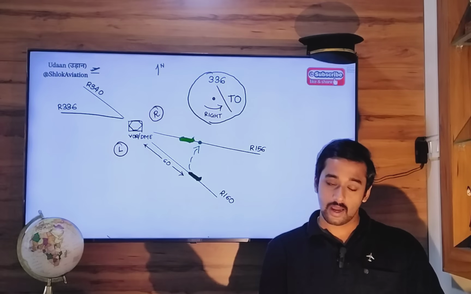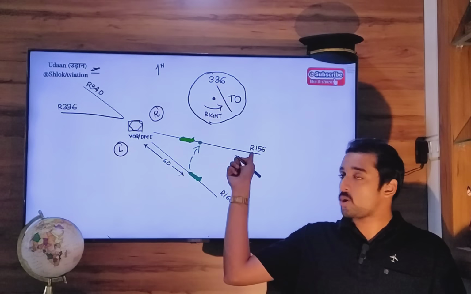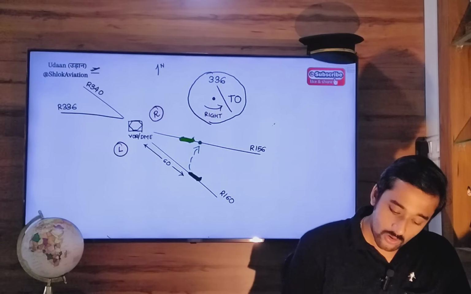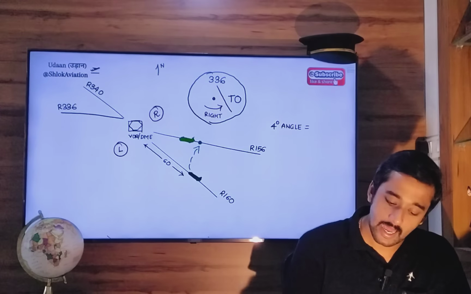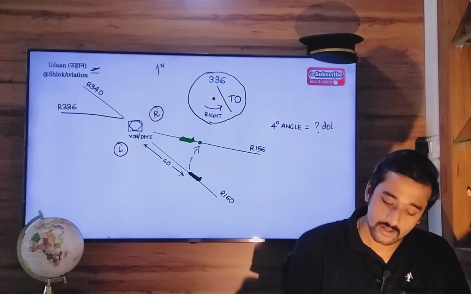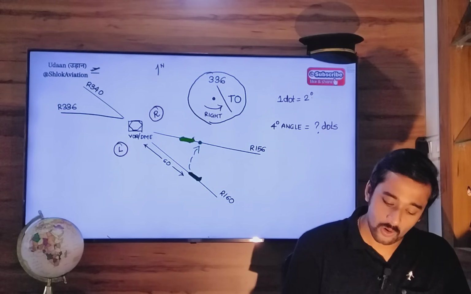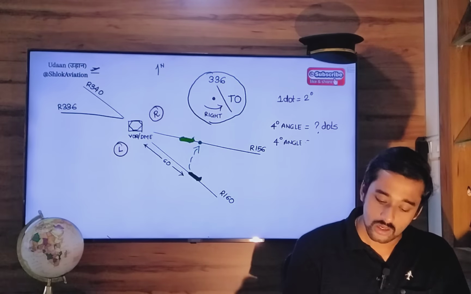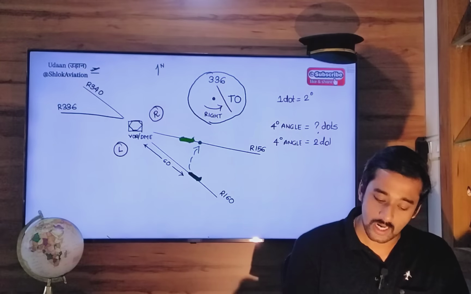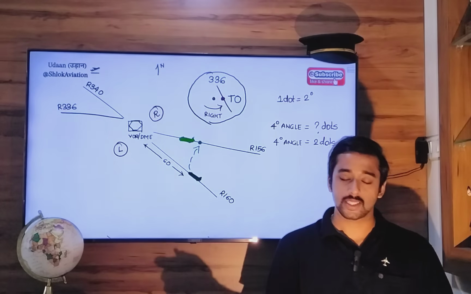Okay. And by how many dots right hand side? The difference between 160 and 156 is 4 degrees. A 4 degree angle equals how many dots? 1 dot equals 2 degrees. So a 4 degree angle will be equal to 2 dots. So that means your CDI needle will move 2 dots to the right hand side.